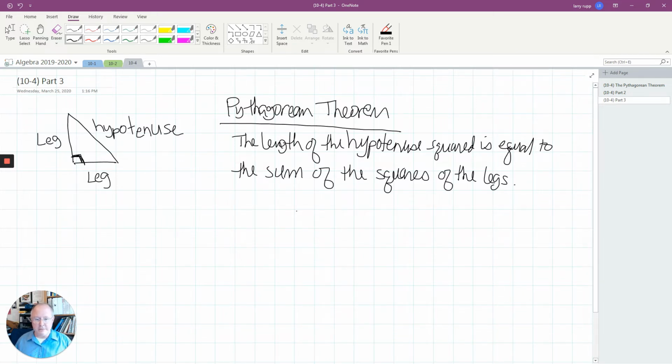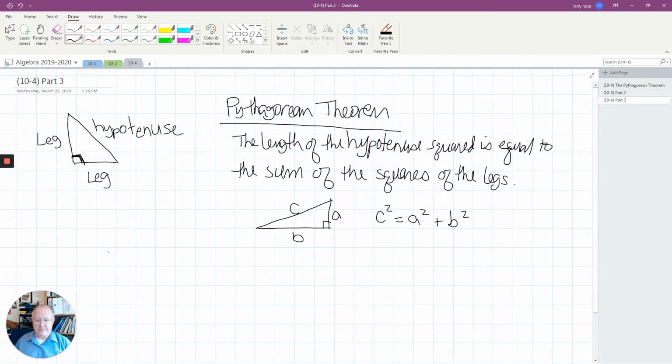Again, if we have a right triangle, it looks like this, and we're going to let this be a leg A, this be a leg B, and C is the hypotenuse. C in these types of diagrams is almost always the hypotenuse. Okay, just letting you know. Then what this says is that C squared is equal to A squared plus B squared.